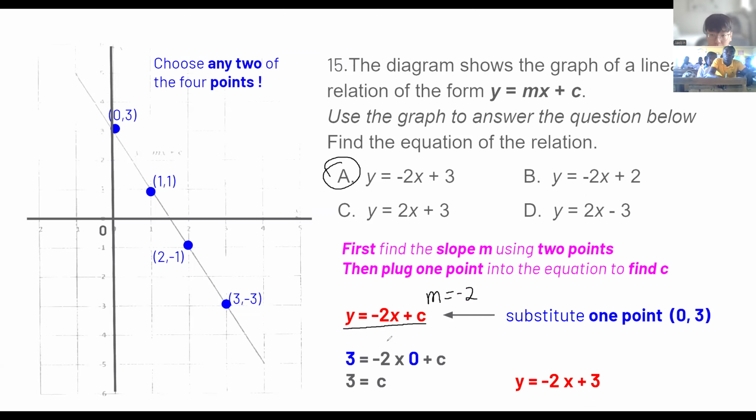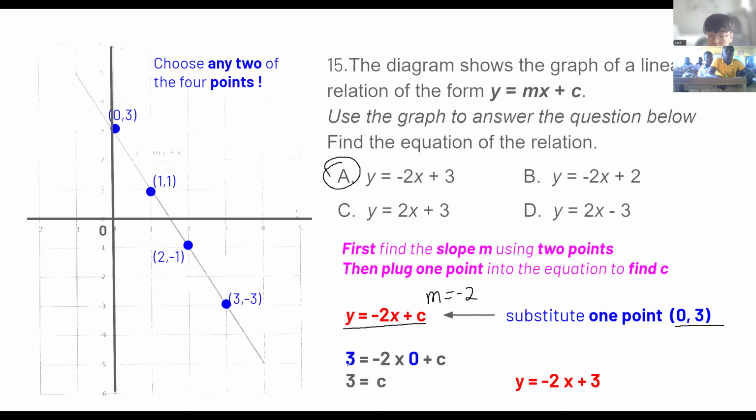And we still don't know the value of c. We just have y is equal to -2x plus c. We can find the value of c by plugging in any point. Any point. You can choose anything. But we substitute 0, 3. That will be simpler, right?